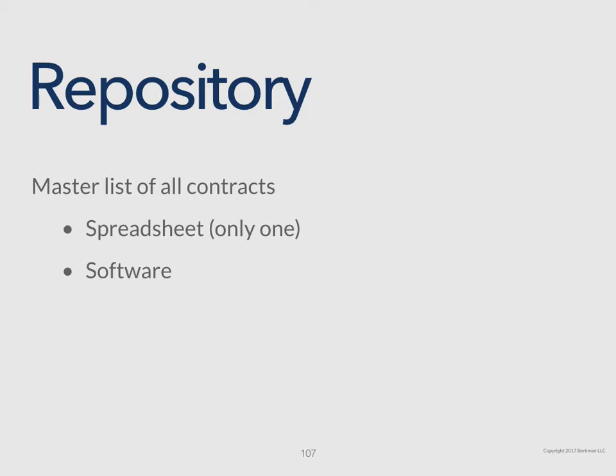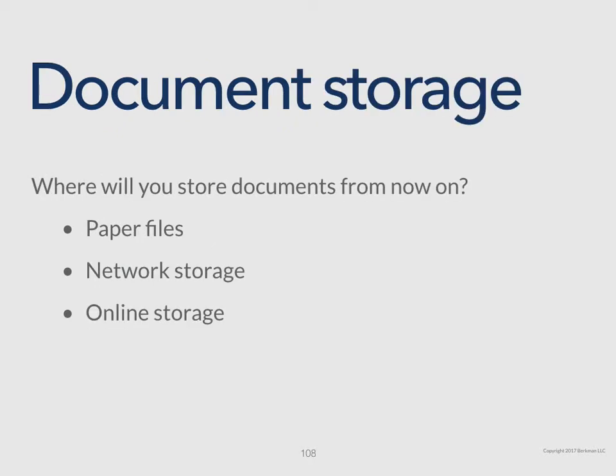Whether it's software or a spreadsheet, doesn't matter. Every contract is described and summarized in one place. That is the contract repository. And that becomes the heart of all of the reporting, the tasks and alerts and notifications, etc. That repository is critical. The next thing is we need to think about document storage.